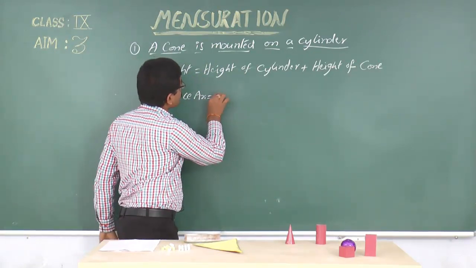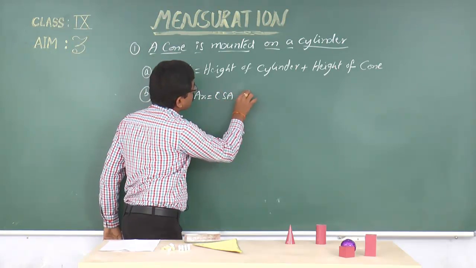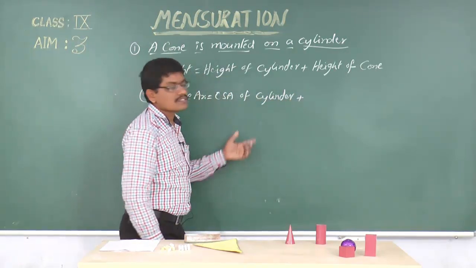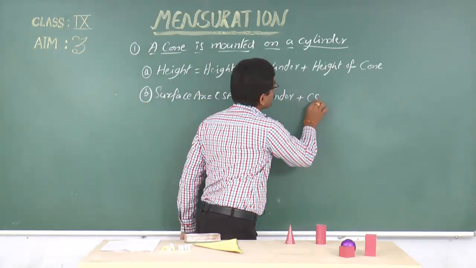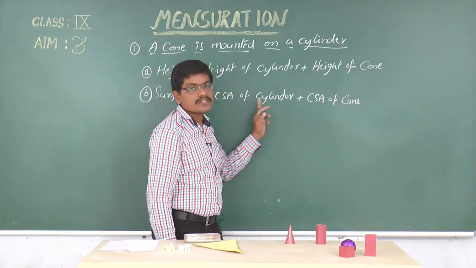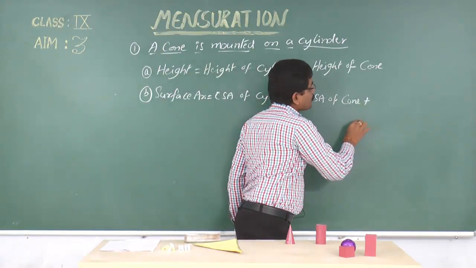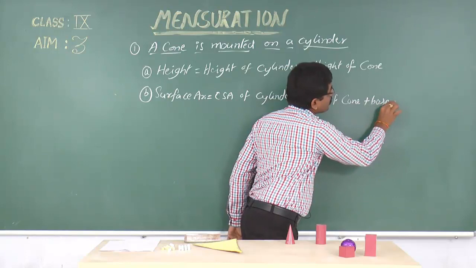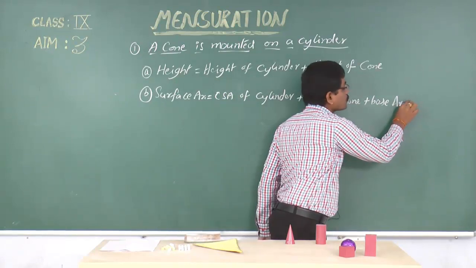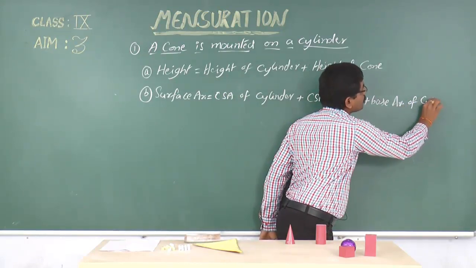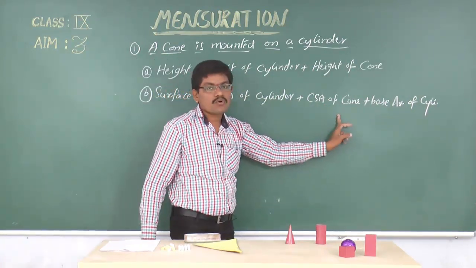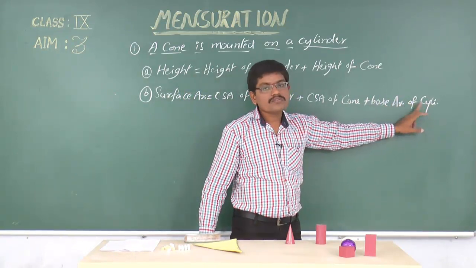So write down CSA of cylinder plus CSA of cone plus base area of cylinder. CSA of cylinder plus CSA of cone plus base area of cylinder.